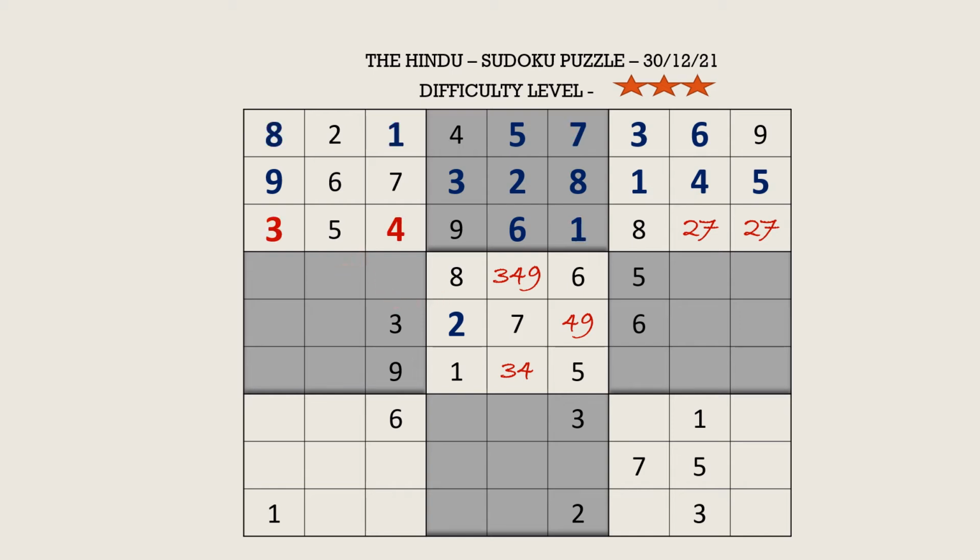Now we have a 5 here, a 5 here and a 5 here. So these 5s block here. So this is a 5. Similarly, we have a 6 here and a 6 here and a 6 here. So these 6s block here, and there is a 6 here which blocks here. So this is a 6.